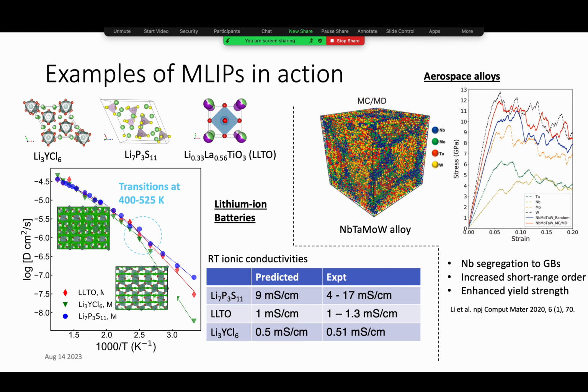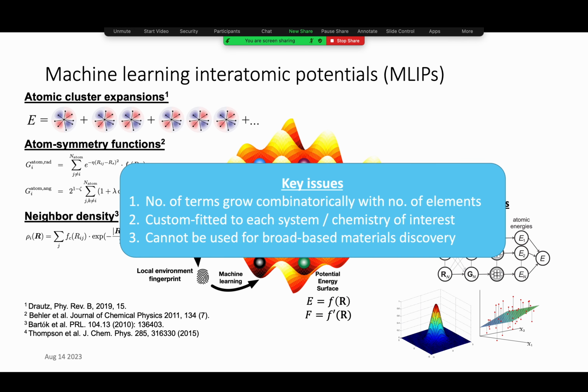We also apply machine learning interatomic potentials for things like high entropy alloys or multi-principal element alloys, and we can study things like this 1 million atom system where we actually have a polycrystalline material and look at the phase segregation.